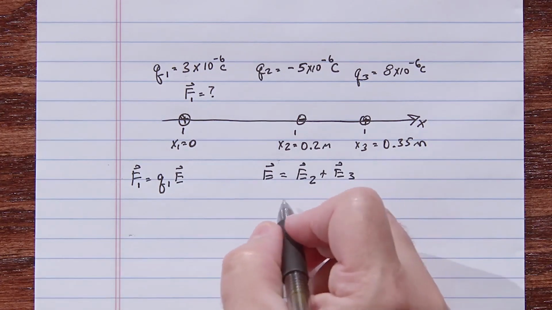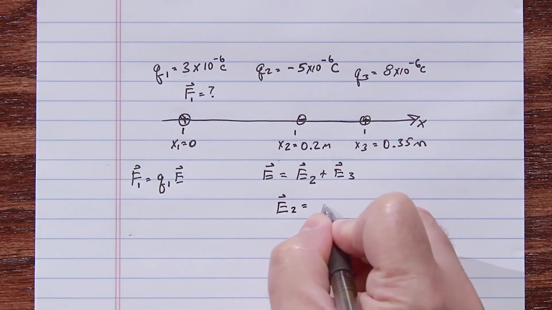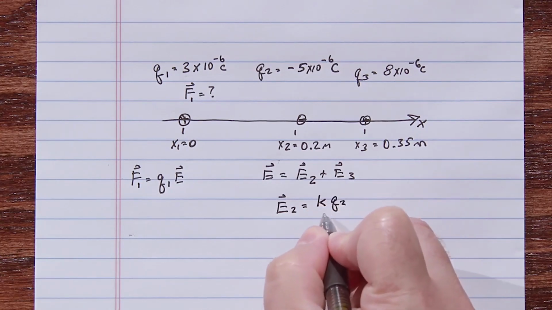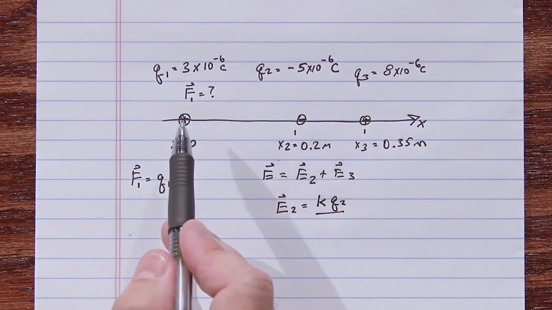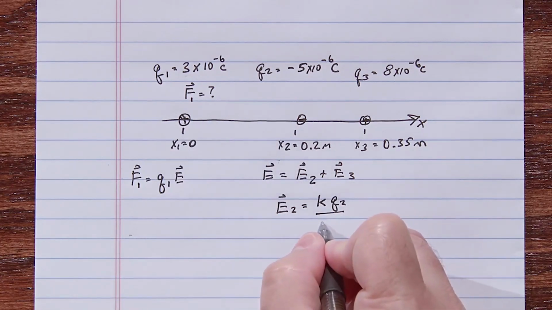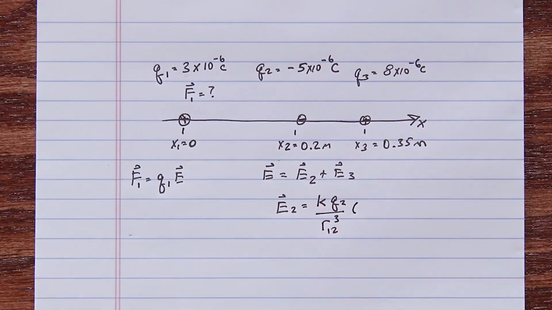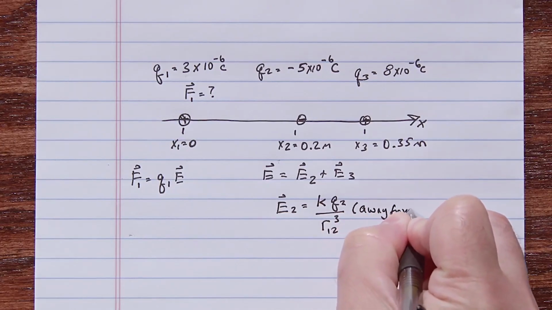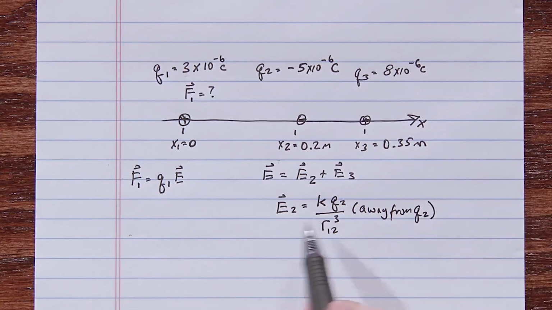Now what is that? The electric field created by charge 2 would be our constant K times Q2 divided by the separation between charge 2 and charge 1 squared. So I'll call that R12 squared. And it's in the direction away from Q2. At least that's our equation. That's our equation for calculating the electric field.